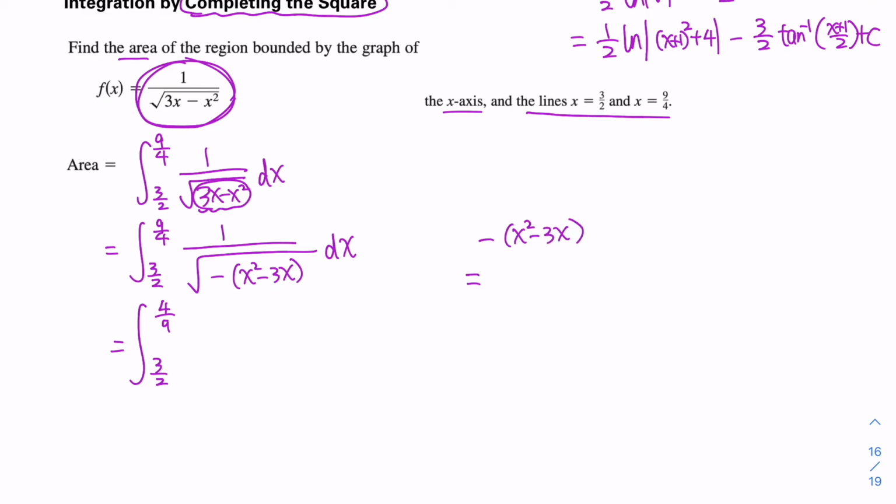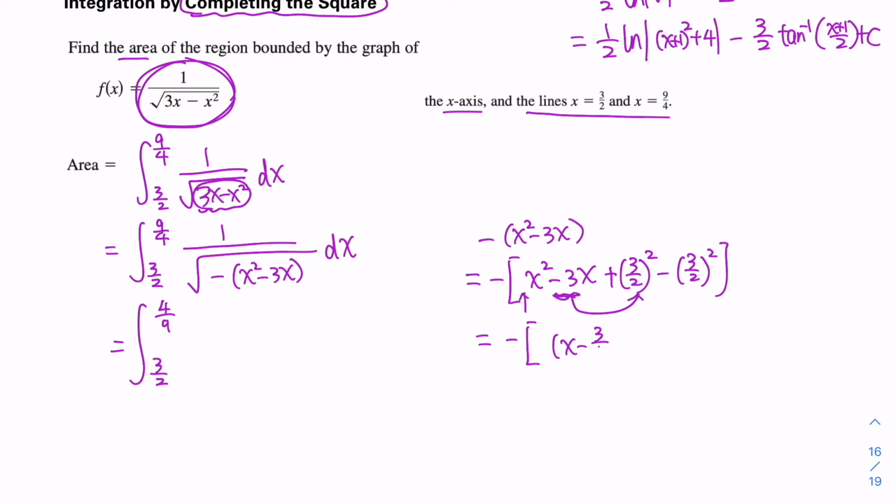How do we complete the square? Okay, x squared minus 3x. We look at the coefficient. The x squared coefficient is 1. You have to make sure. And the coefficient of x is negative 3. So we add 3 over 2 squared minus 3 over 2 squared. So we divide the coefficient by 2. So this one, we are going to combine the first three terms, giving us x minus 3 over 2 squared minus 9 over 4.